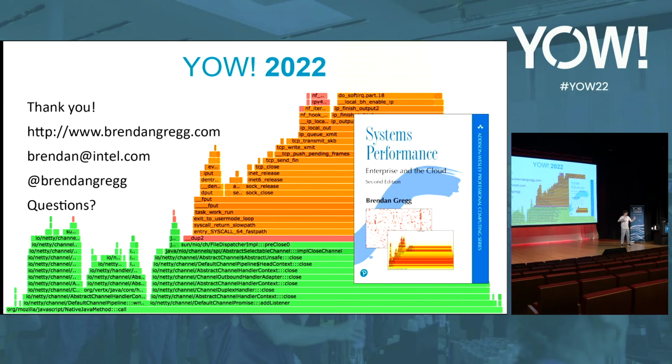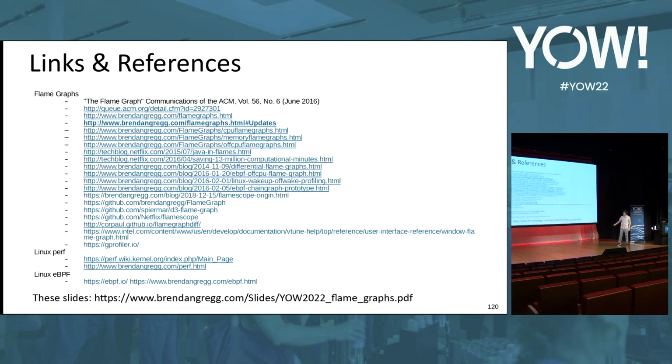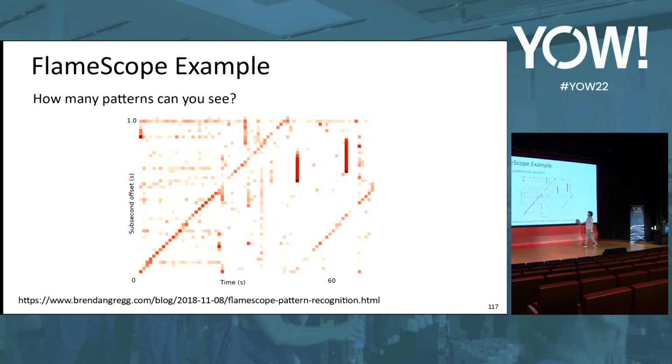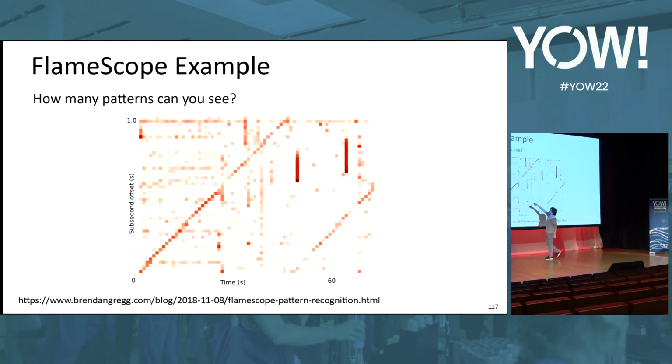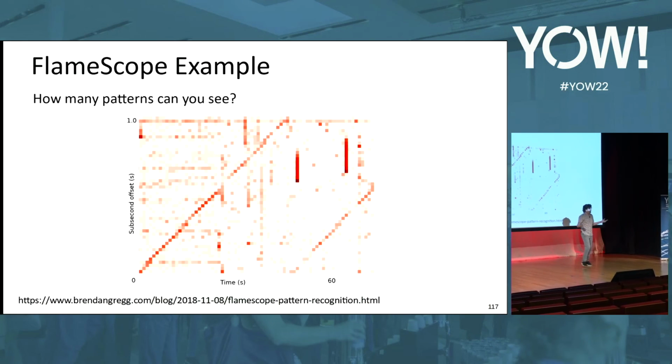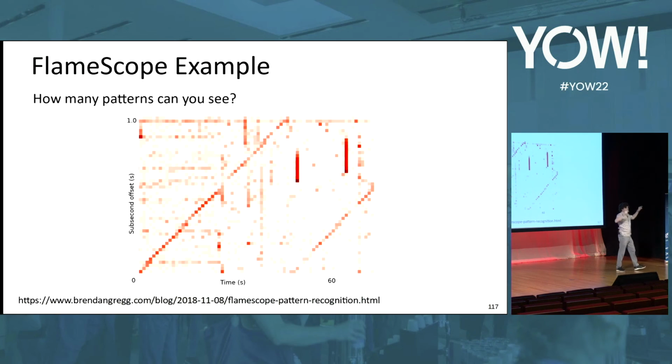FlameScope is great because with FlameScope you can see there are some periodic things, and you can control how many rows you have. So these horizontal lines, maybe it's multiple threads, or maybe a thread's waking up 10 times a second, and there's a line for each wake up. I would use this as an approach to try and look for periodic activity.